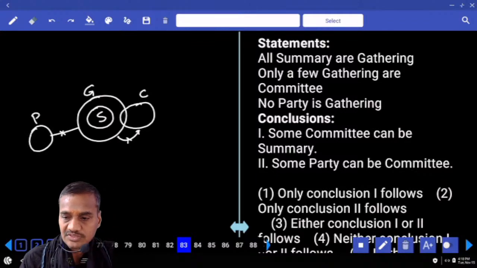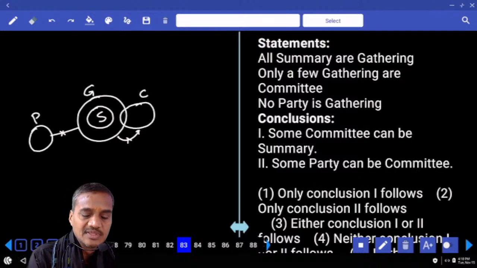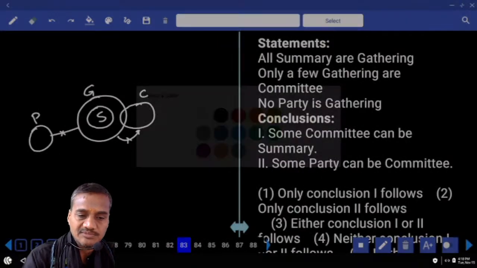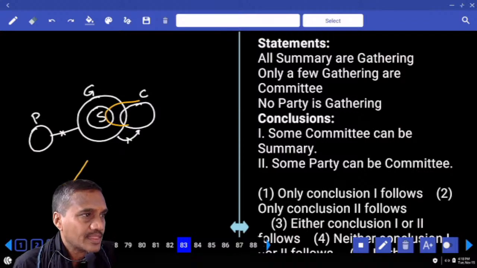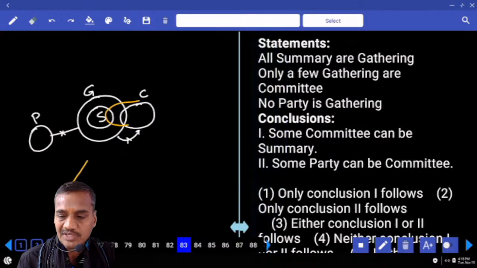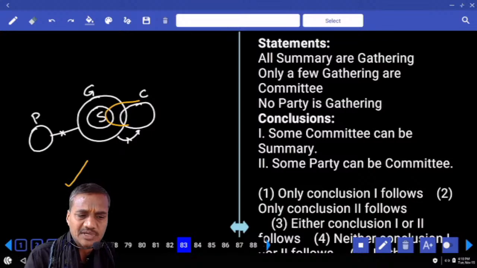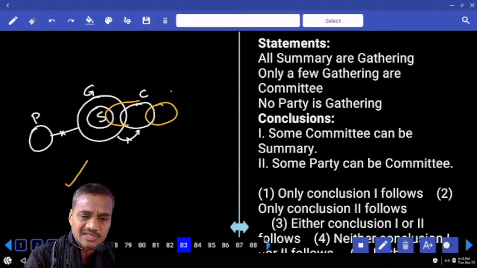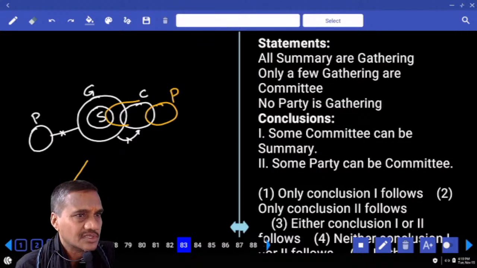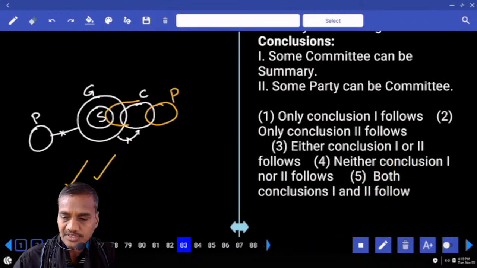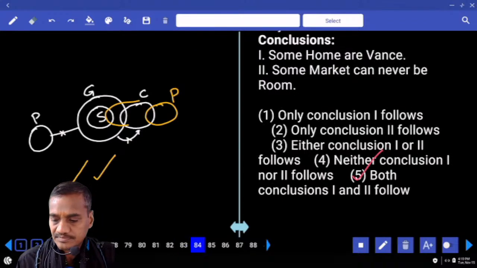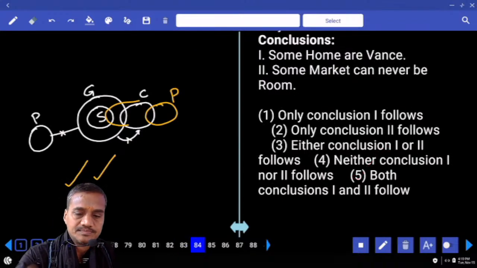Then, first one, some committees can be summary. Some committees can be summary means, tell me whether this committee and summary can be extended like this or not. Yes. And next one, some party can be committee. Some party and committee. Now tell me whether I can write party like this or not. Yes. And so what is your answer? Both 1 and 2. Both 1 and 2, that is given in choice 5, question 83. Then 84.